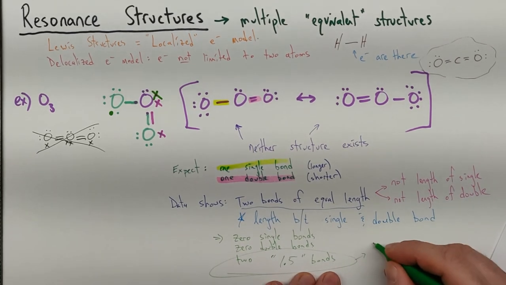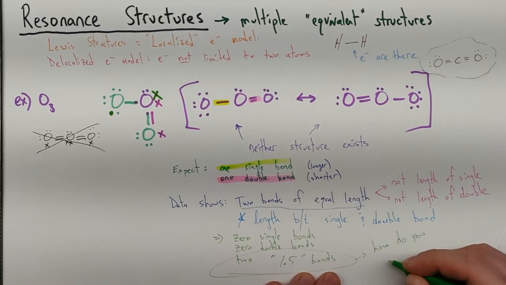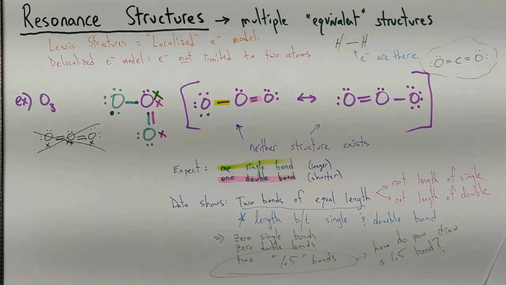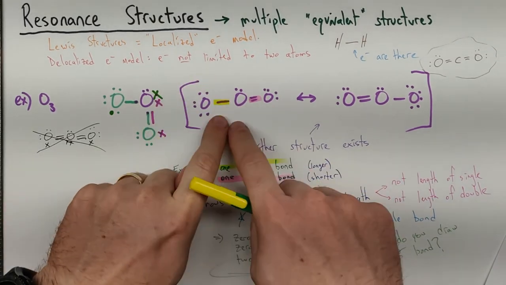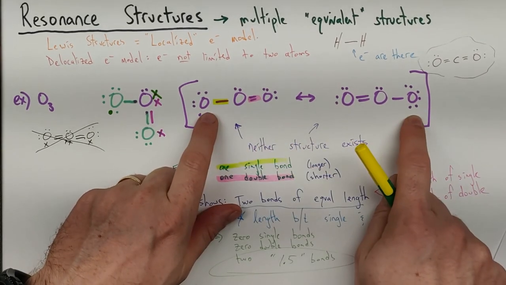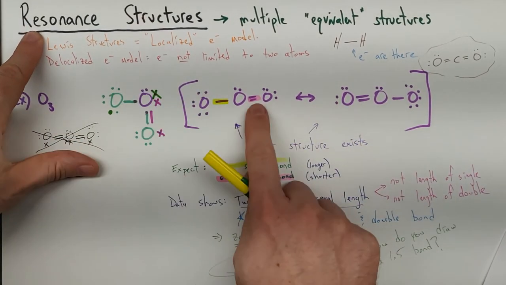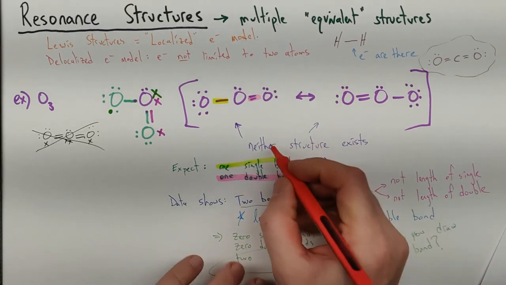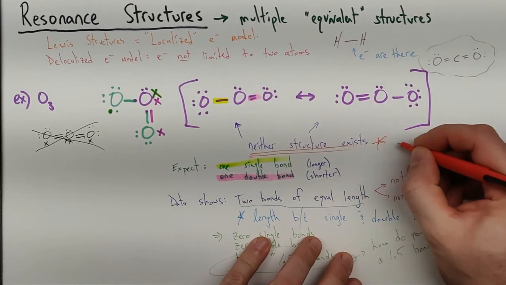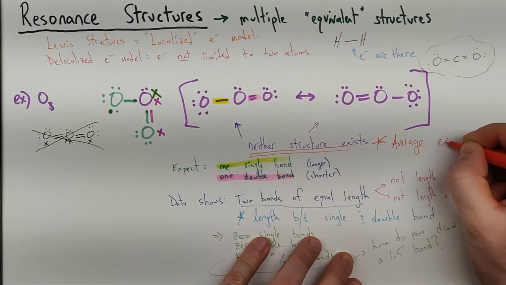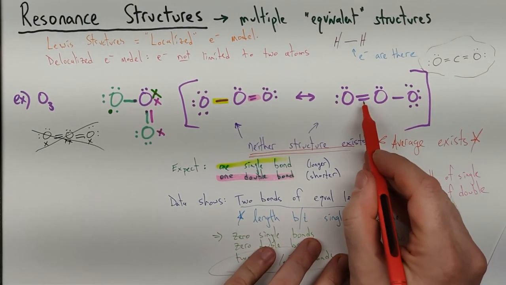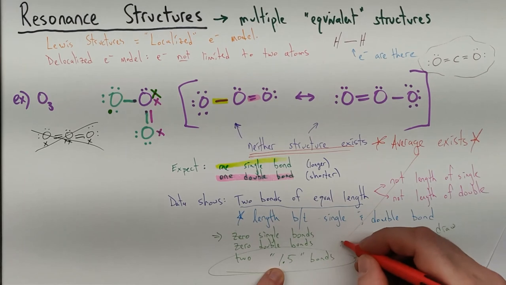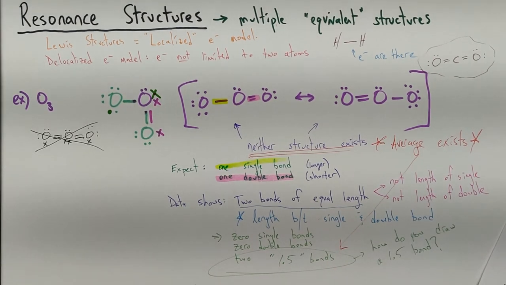How do you show a 1.5 bond? I don't know. You don't. How do you draw a 1.5 bond? We don't. A resonance structure is actually the average of what you're seeing. Okay? So our resonance structures are actually averages of what's shown. Neither structure exists, and I do want to put this in some highly visible color. Neither structure exists. What does exist is the average. So the average of 2 and 1 is 1.5, and we call that a 1.5 bond order. So I'm going to draw an arrow down there because we have two 1.5 bonds.